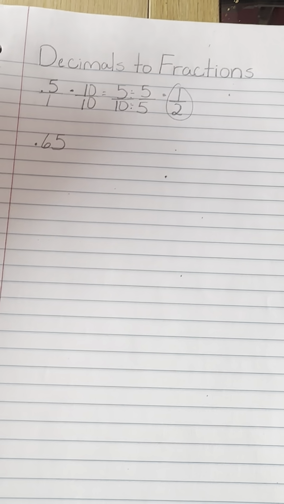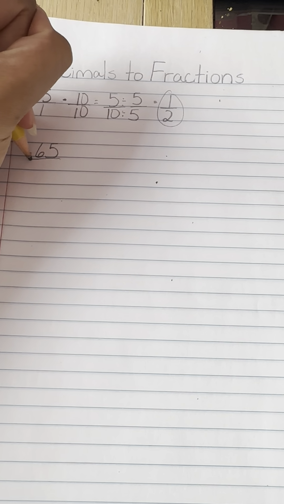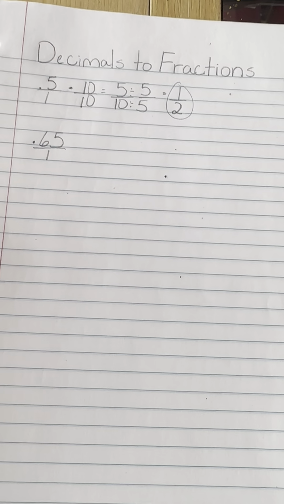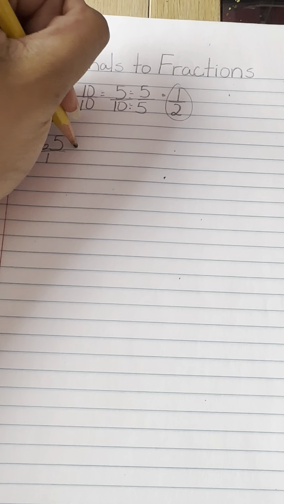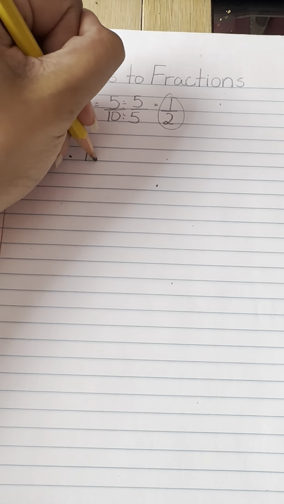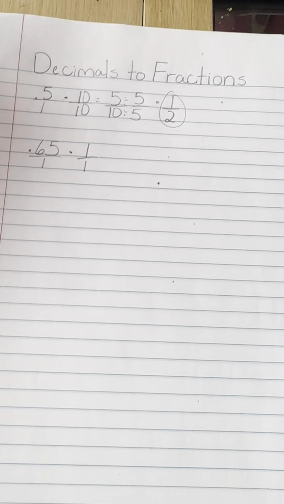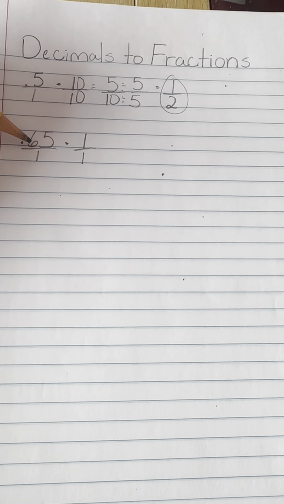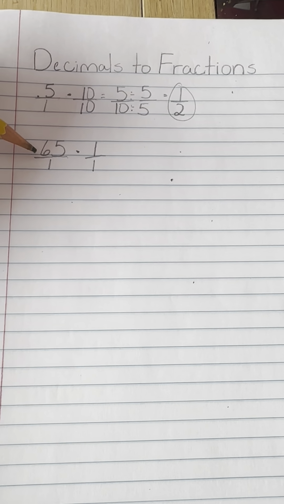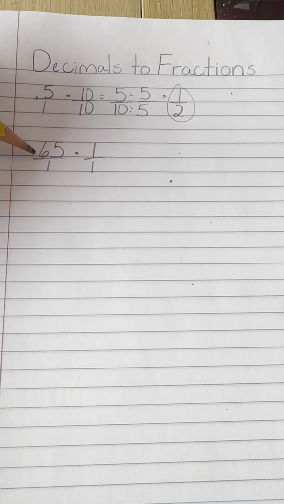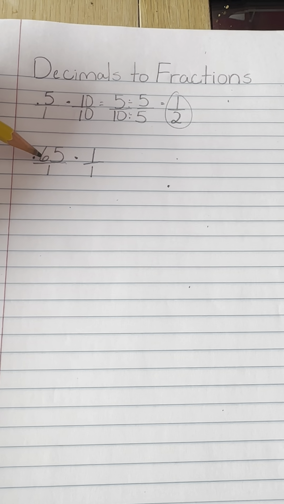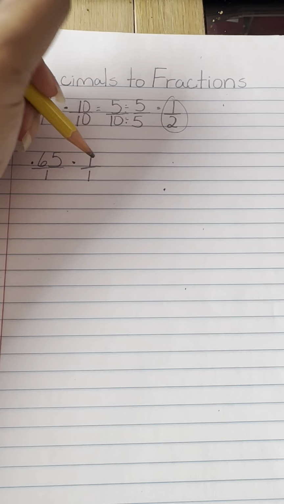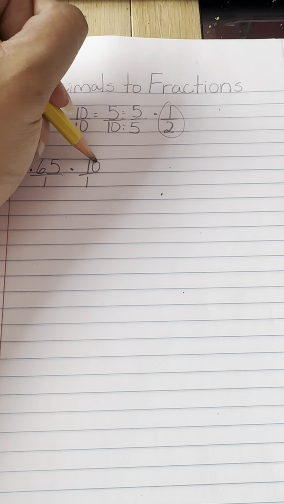Let's do 0.65. We're just going to put that over 1 times 1, and there are 2 digits after the decimal place in this example, right? 0.65. 6 is a digit, 5 is a digit, 2 digits. So because there's 2 digits after the decimal place, we're going to put 2 zeros this time.